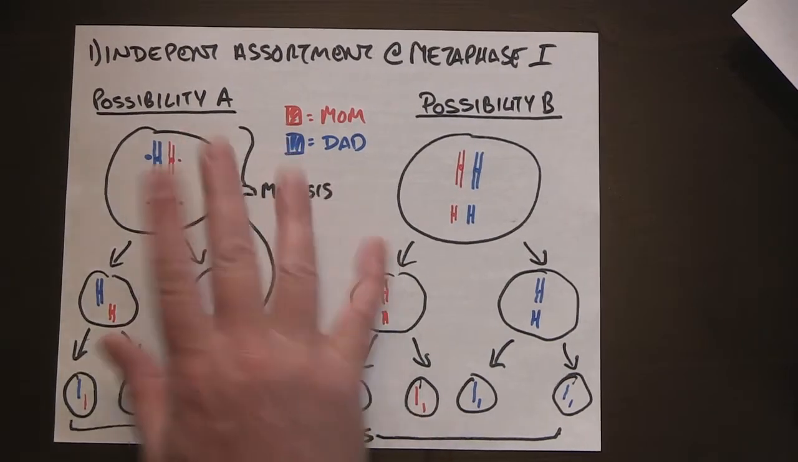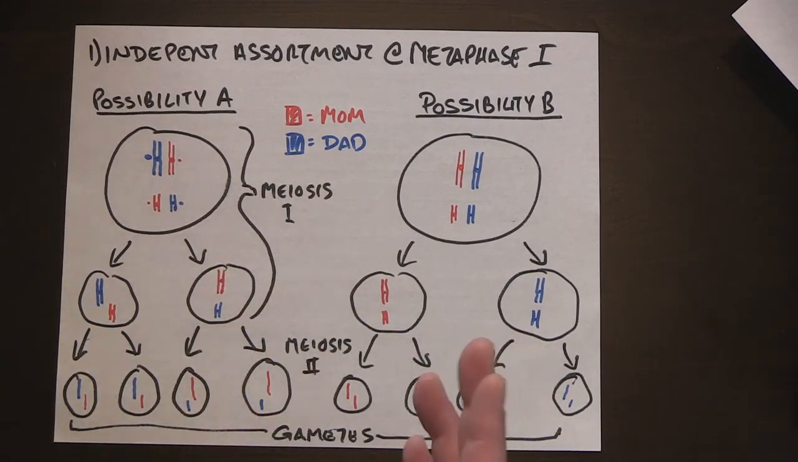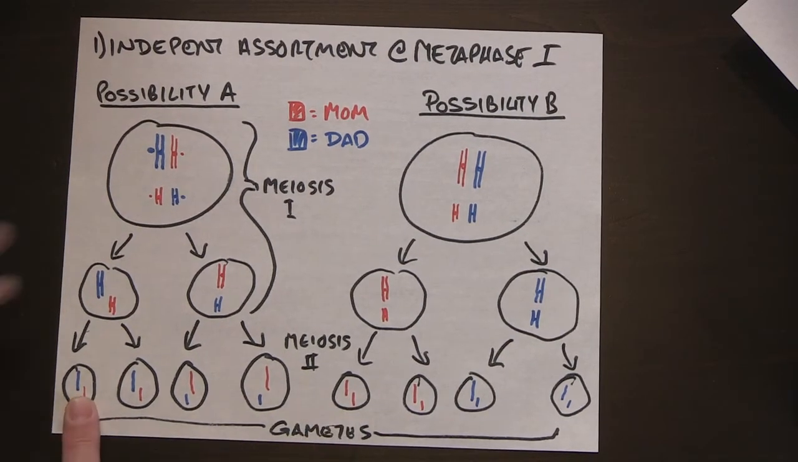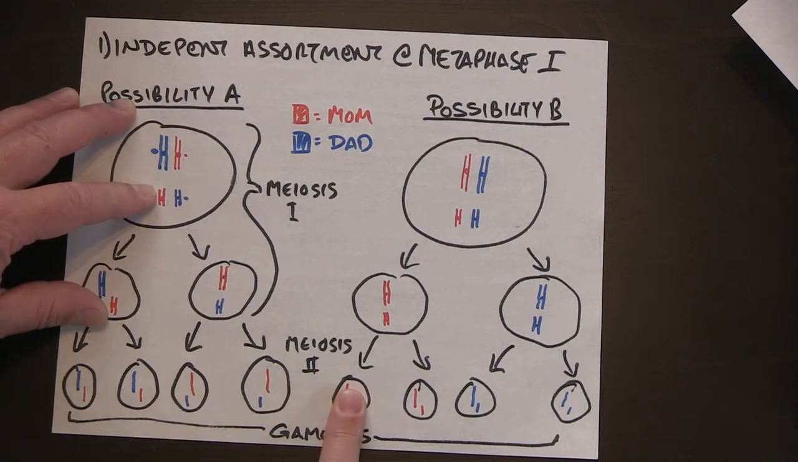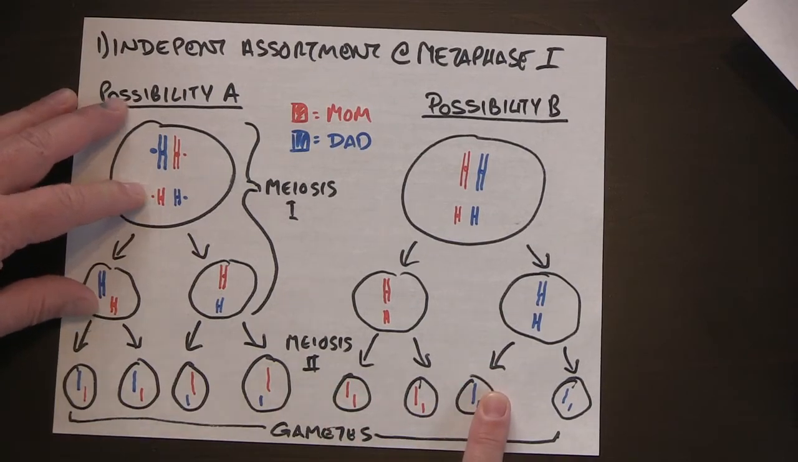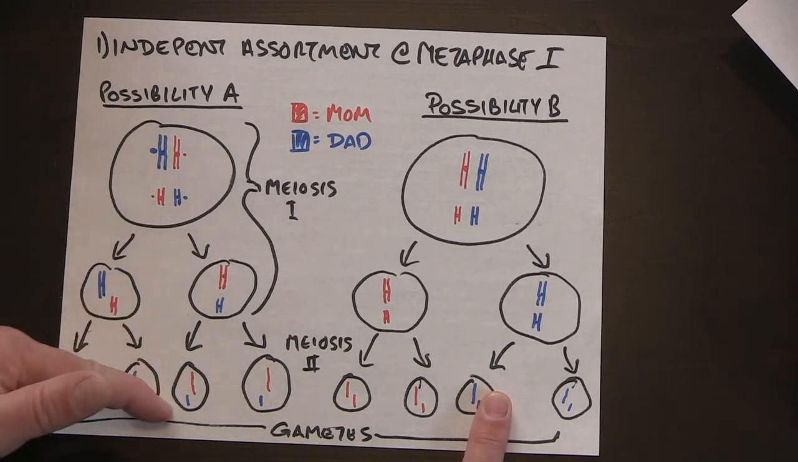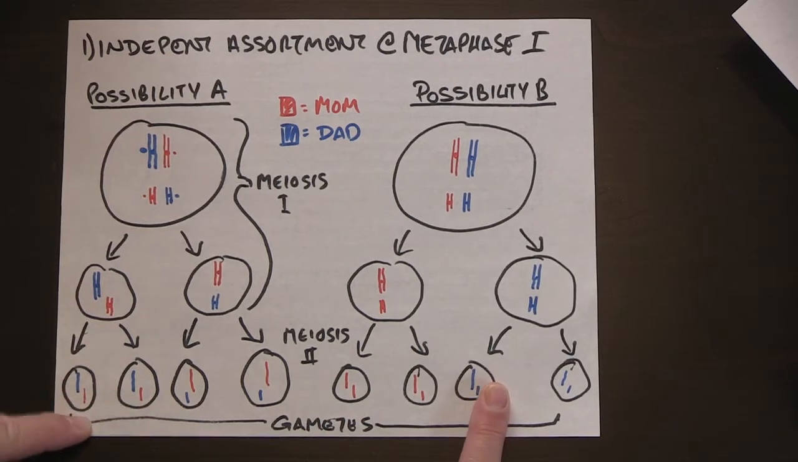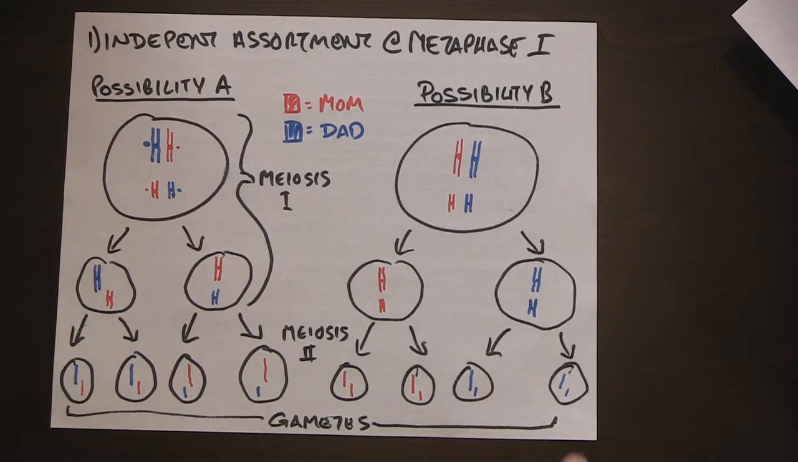Of course, this is just with 2 chromosomes, and we have 23, right? So with this combination, you have 1, 2, 3, 4 different possibilities: blue-red, red-red, blue-red, blue-blue, right? So that's 4 different combinations that can result with just these 2 chromosomes. We have 23.